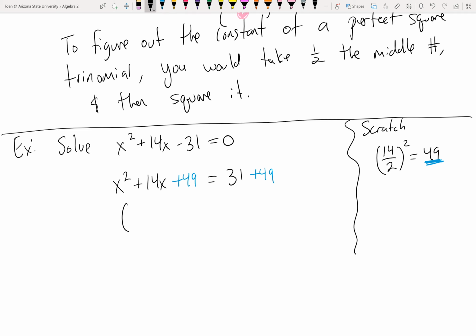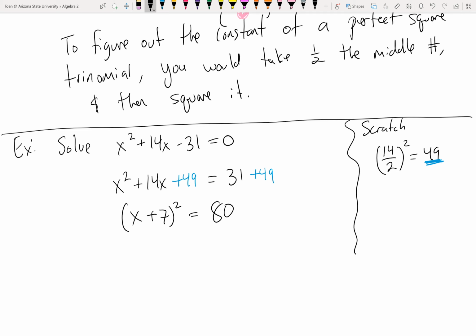It's going to be parentheses, whatever the variable is, in this case x. Whatever this symbol is, if it's a plus, we write down a plus. If it's a minus, we write down a minus. And then it's going to be half the middle number, close the parentheses, squared. Every single time. Once you get the hang of this, it's sort of automatic. You don't have to think about it anymore. Variable, same symbol, half of this number, squared. And of course, the right-hand side is 80.